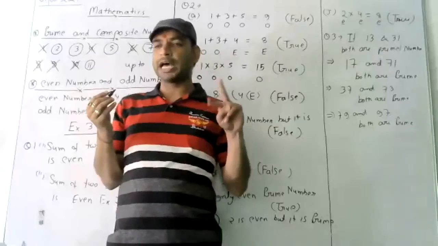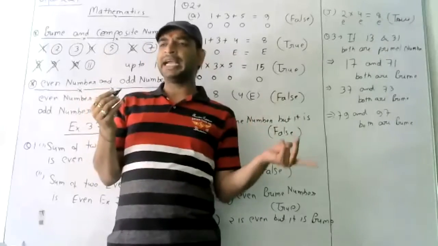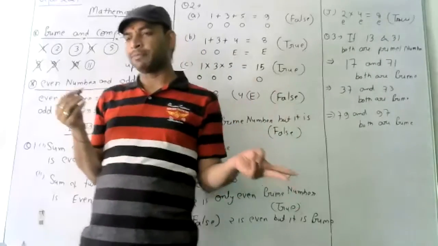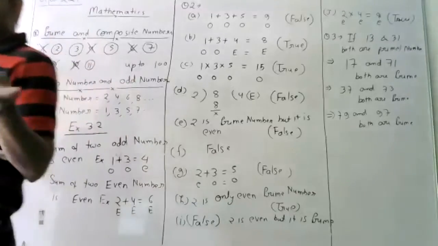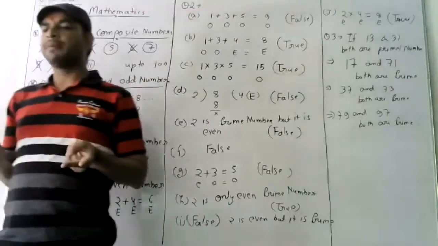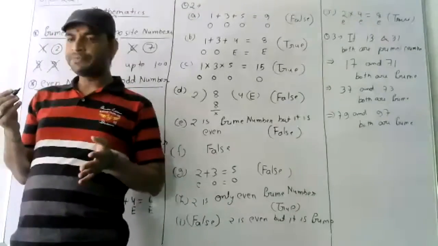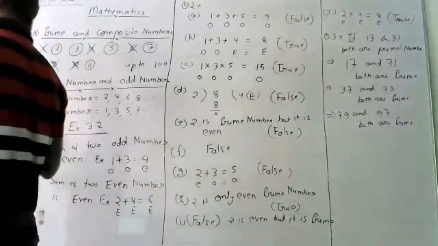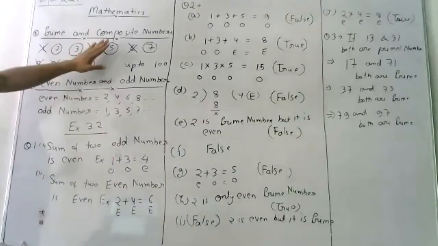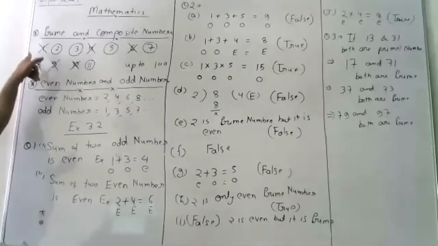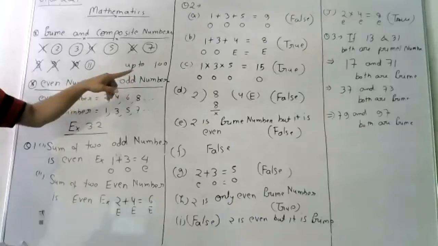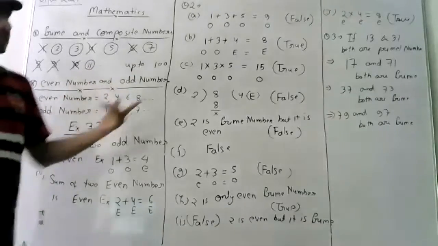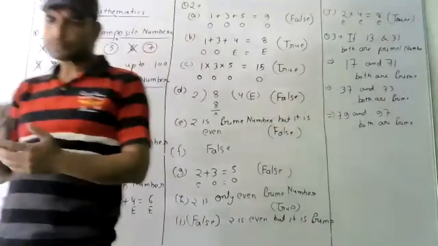37 and 73 both are prime numbers. 17 and 71 both are prime numbers. So these are the pairs of prime numbers up to 100. According to this concept, if you write the prime and composite numbers from 1 to 100, then you find these three pairs.